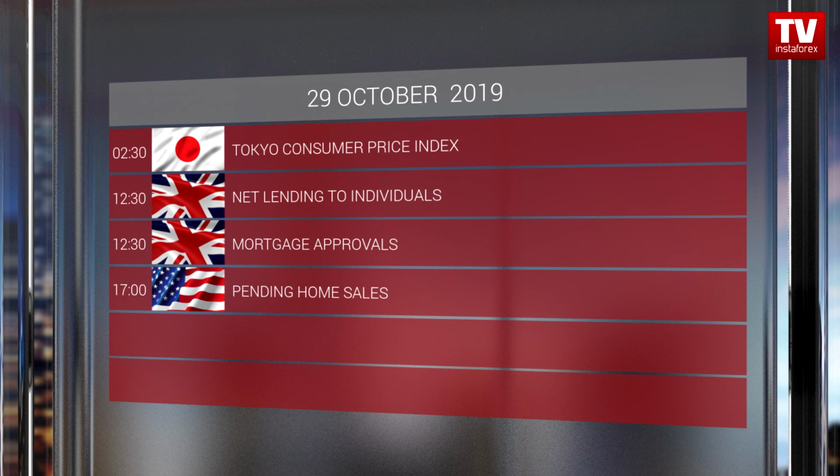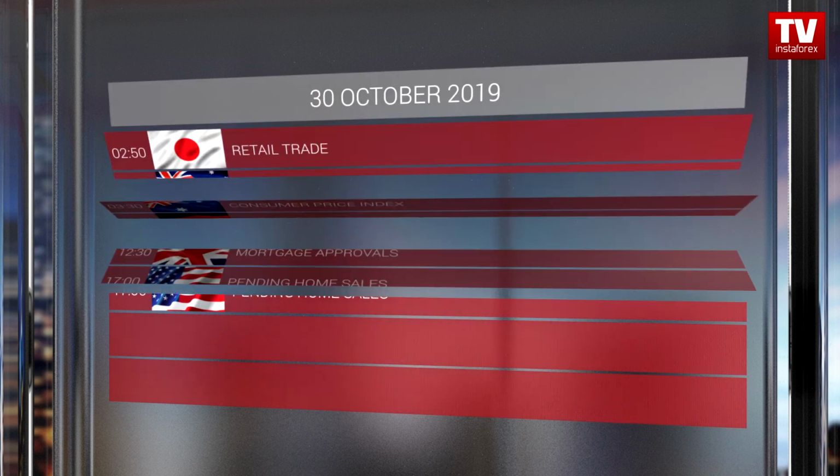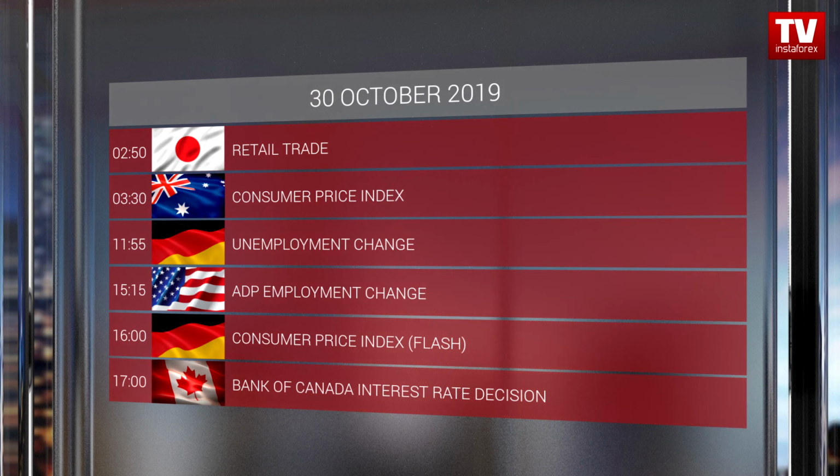Later, they will find out data on the US housing market that will provide clues to consumer sentiment in the United States. On Wednesday, the economic calendar is loaded with economic data such as CPI from Australia and reports on the labor market from Germany and the United States. Besides, the Bank of Canada will hold a policy meeting that is unlikely to change the ongoing monetary policy.